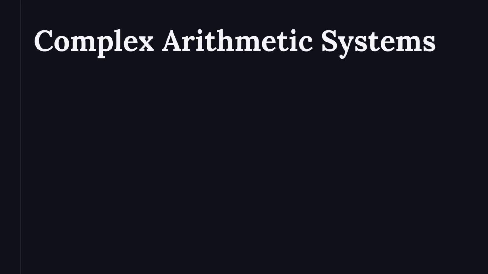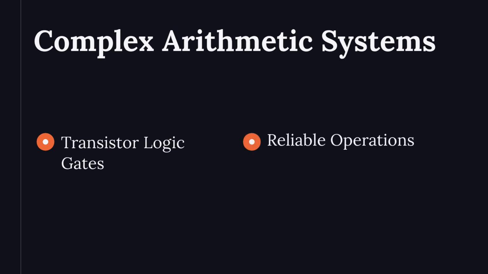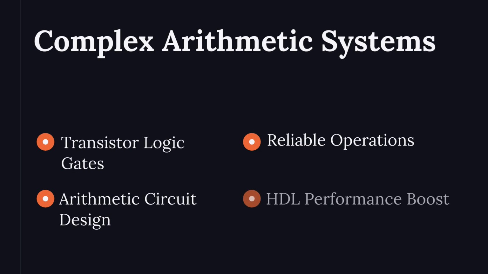Complex arithmetic builds on transistor-based logic gates. Layers of abstraction allow for reliable operations. Logic gates form arithmetic circuits for processing. HDLs optimize these designs for performance. This structure supports modern computing capabilities.